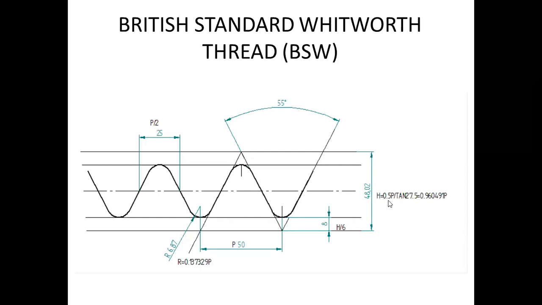H is equal to 0.5 times P divided by tan 27.5. Why it is 27.5 means in BSW thread the angle will be 55 degrees. In ISO thread the angle is 60. Is it clear?